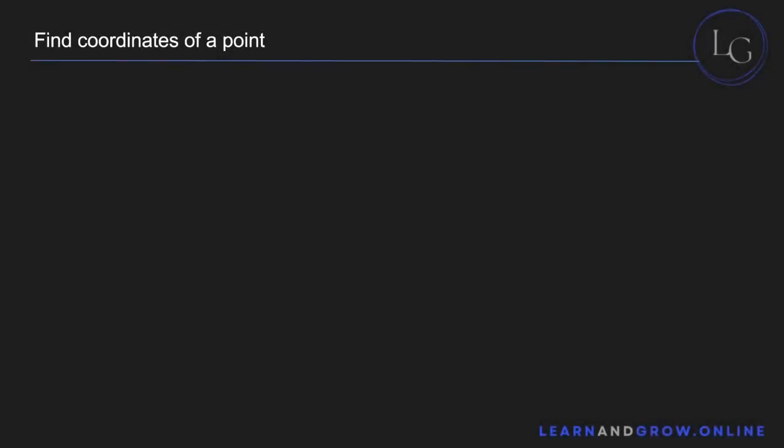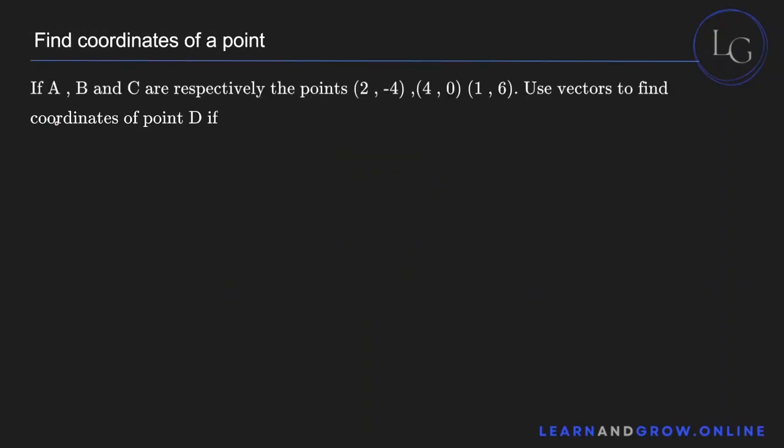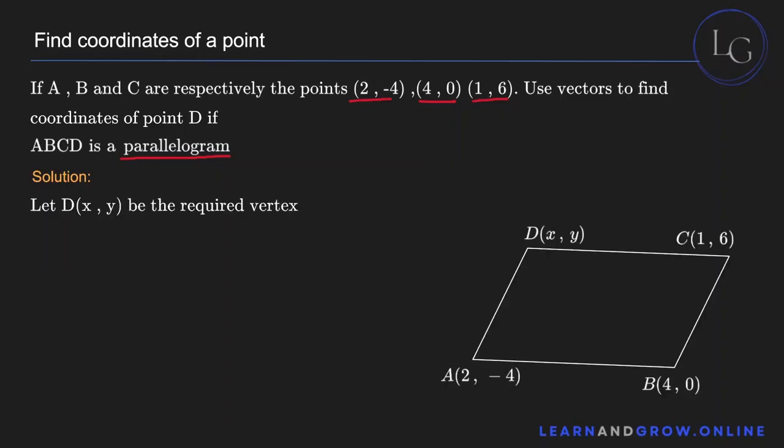Now let's find the coordinates of a point. If A, B, and C are these points, respectively, use vectors to find the coordinates of point D if ABCD is a parallelogram. Now, if it's a parallelogram, that makes things a bit easier, right? So, let's just assume that the coordinates of D are X and Y, right? So, this is the parallelogram. This is point A, this is point B, this is point C, and this is point D.